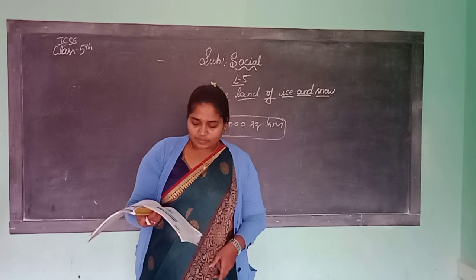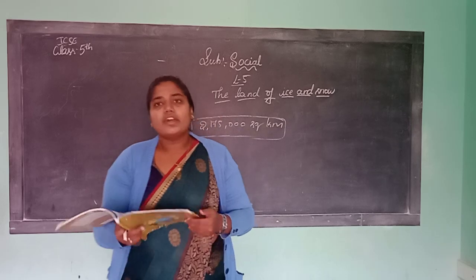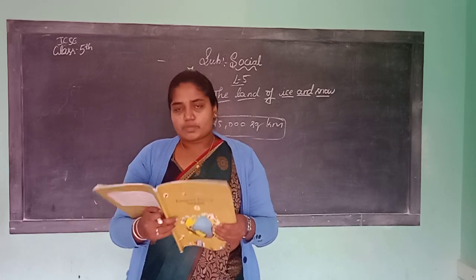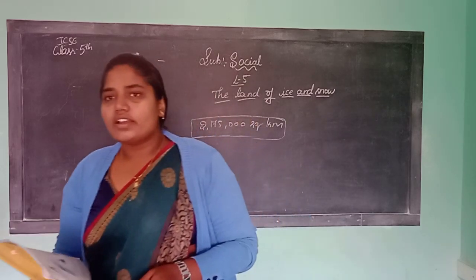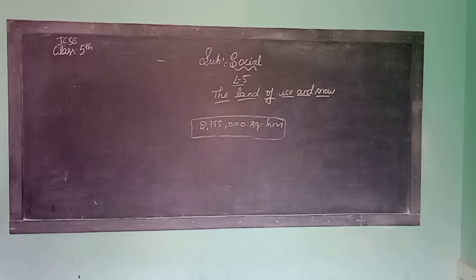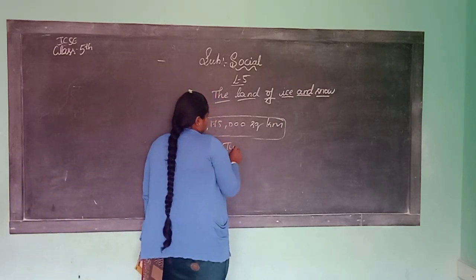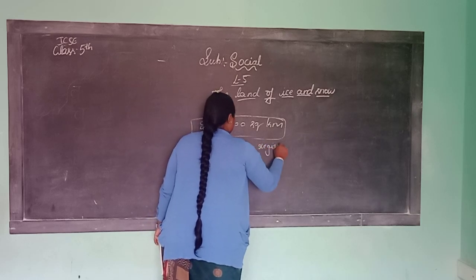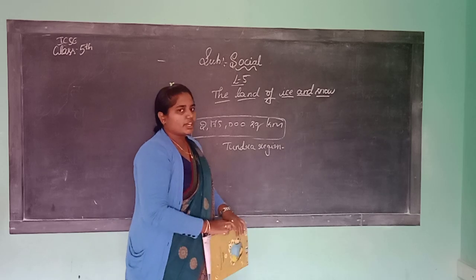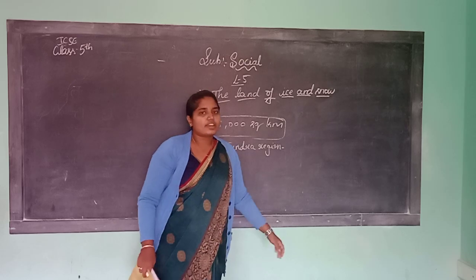So most of Greenland, where is it? Most of Greenland lies in the frigid zone in the northern hemisphere. So where is most of Greenland? It is in the frigid zone. That one we call the frigid zone in the northern hemisphere. And that one we call the tundra region. What is the tundra region?